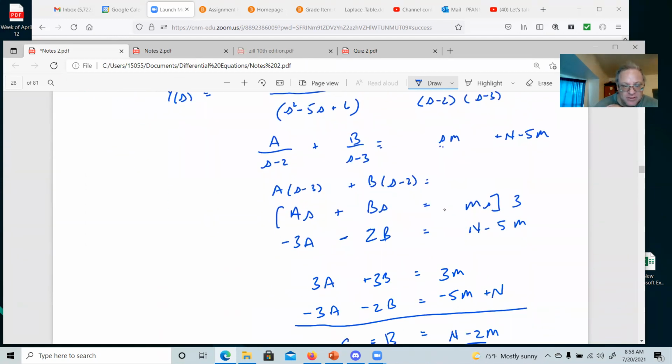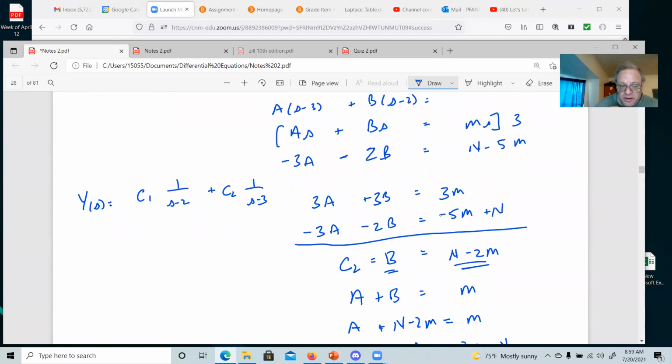We have y of s is equal to c1, 1 over s minus 2, plus c2, 1 over s minus 3. And when we take our inverse Laplace transform, right, we just get y of t is equal to c1 e to the 2t plus c2 e to the 3t, right?